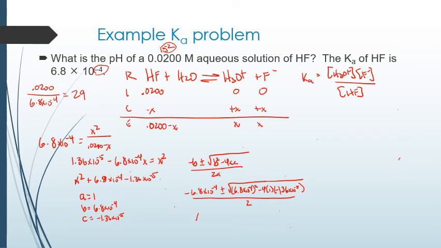So we have two roots that come from this. The first root that we have is 3.36 times 10 to the negative 3rd.